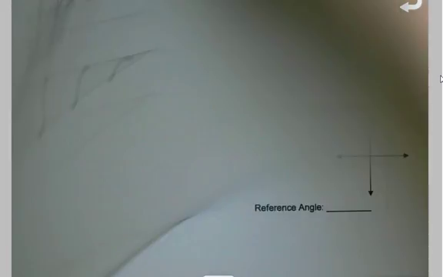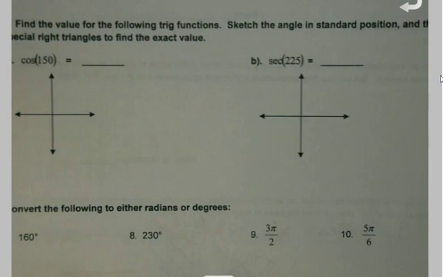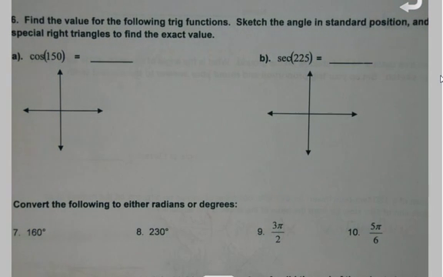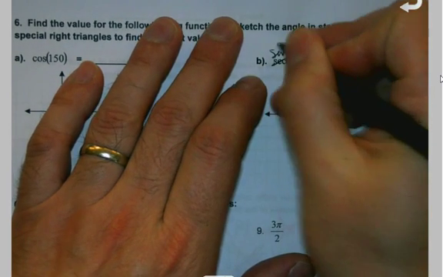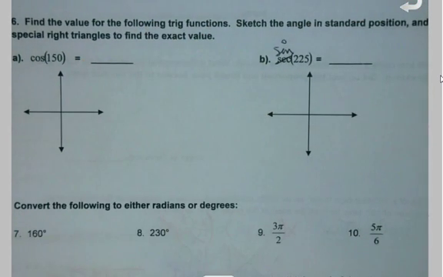It's not that the questions are that crazy difficult, it's just trying to get used to it a little bit. Okay, we are going to make an adjustment, and then we're going to do the one we make an adjustment to. We're just going to be dealing with sine and cosine on this. I'm not going to make you do secant. That's kind of crazy of me to do. So find the value for the following trig functions. Sketch the angle in standard position, and then use special right triangles to find the exact value.